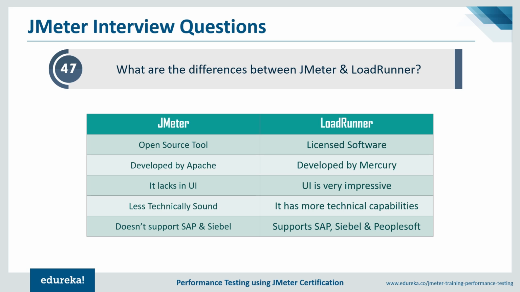Also, JMeter doesn't support SAP and Siebel, whereas LoadRunner supports SAP, Siebel, and also PeopleSoft. But because JMeter is an open source tool and readily available, it is still considered one of the most preferred tools when it comes to performance testing. So these were some of the differences between JMeter and LoadRunner.